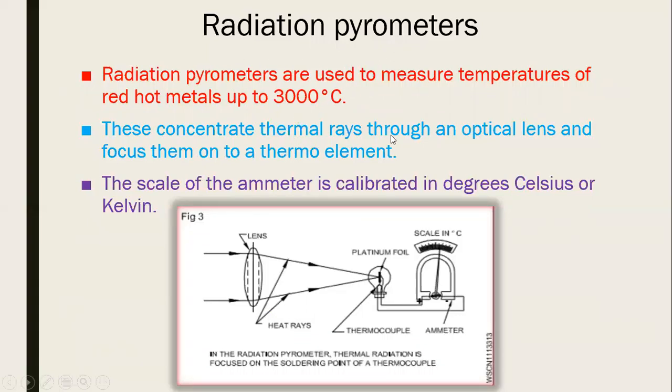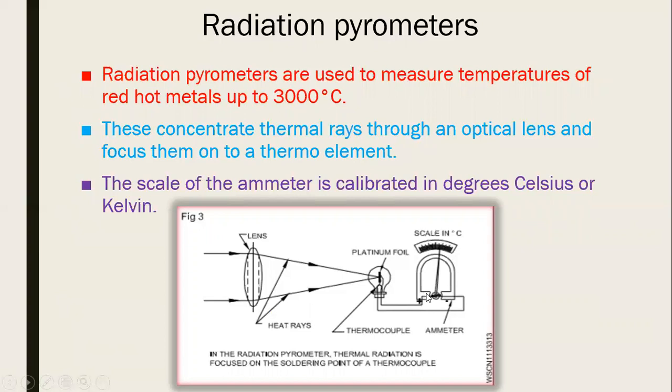These concentrated thermal rays pass through an optical lens and focus on the thermocouple. In the thermocouple element, two metals are joined together. So we concentrate that ray through a convex lens, pointing the ray to that point. The scale of the ammeter is calibrated in degrees Celsius, when the voltage is induced here.